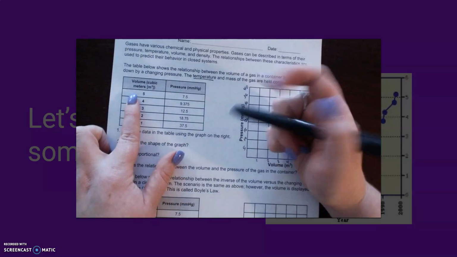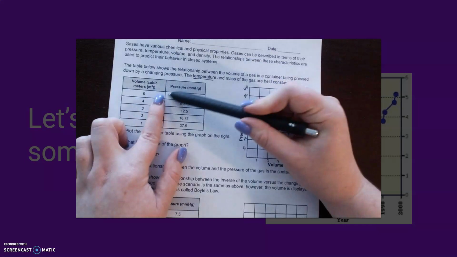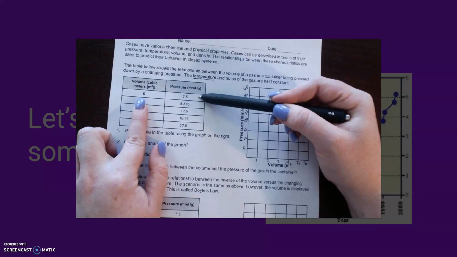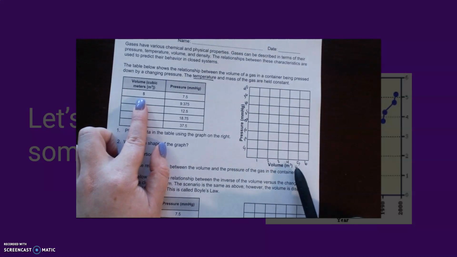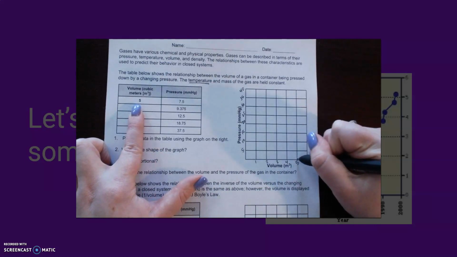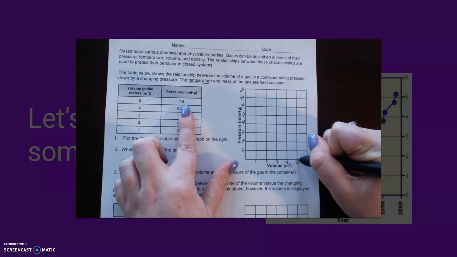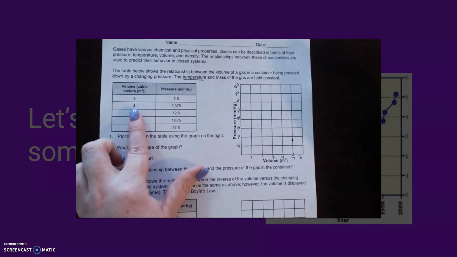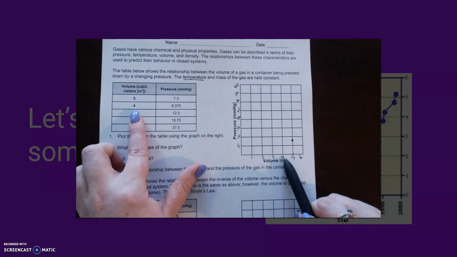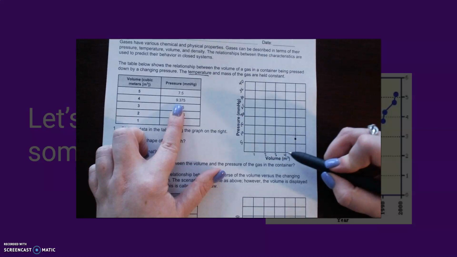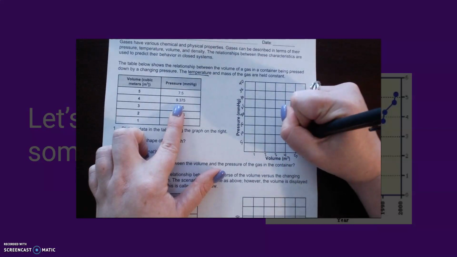So let's start with our first row here in our table. I see 5 cubic meters. I see 7.5 for my pressure. So I want to jump over to 5 cubic meters on my graph. When I do this, I'm going to be on this line here, and I'm going to go up to 7.5. So I'm going to be right here. I'm then going to go to 4 cubic meters. That's the next row on my graph. And it says I have a pressure of 9.375. So I'm going to put 4, and I'm going to go up to 9.375.